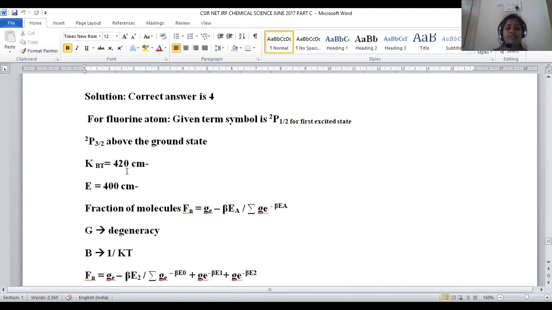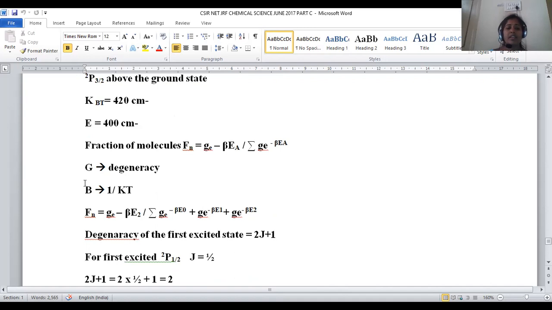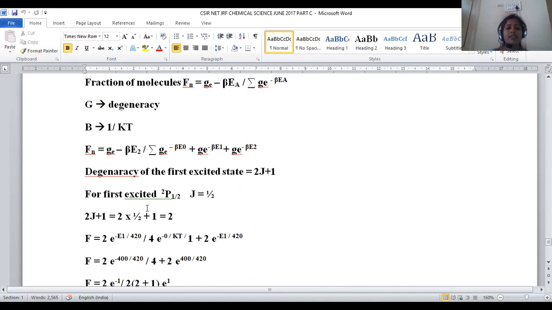Then the constant kBT value is given as 420 and the energy is given as 400 centimeters. Right? So g stands for degeneracy, and beta is given as 1/kT. So here Fn is equal to g e to the power minus beta E2 divided by the sum of g0 e to the power minus beta E0 plus g1 e to the power minus beta E1 plus g2 e to the power minus beta E2. So in this way, we can extend this one, right?